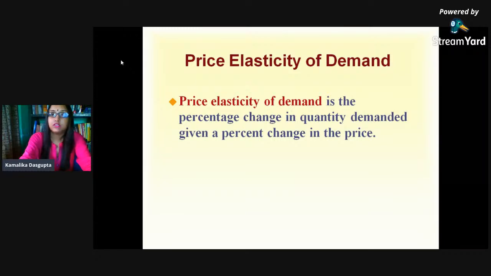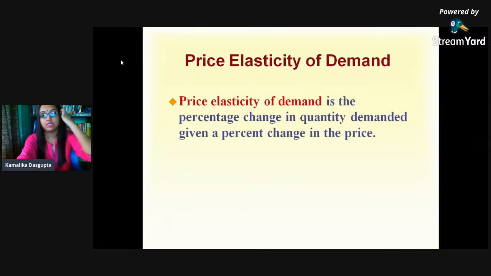Price elasticity of demand means, we know what demand means, okay? It means that if price changes by 1%, then by what percentage my demand is going to change. And elasticity is always calculated in terms of percentage. It is never calculated in an absolute manner. People made the mistake in one of the classes that when I told them to calculate the elasticity, they used the absolute quantity.